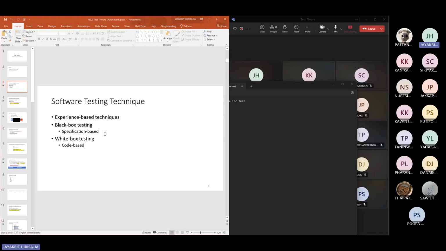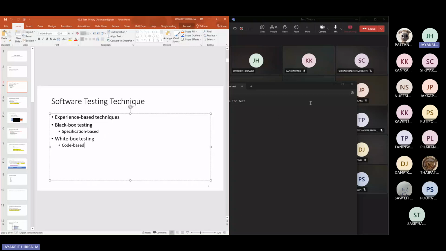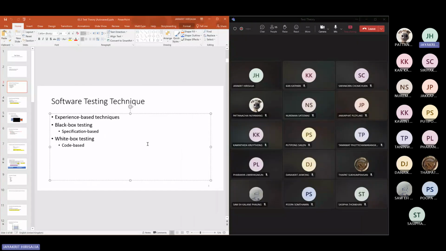Then we have the other two main techniques, which are what we will talk about and explain: the first is black box testing, the second is white box testing. Theoretically, we can say that black box testing is specification based. What is the meaning of specification based? Black box testing is high level. We are going to test the user requirement specification, whether the software is working corresponding to the user requirement specification or not.